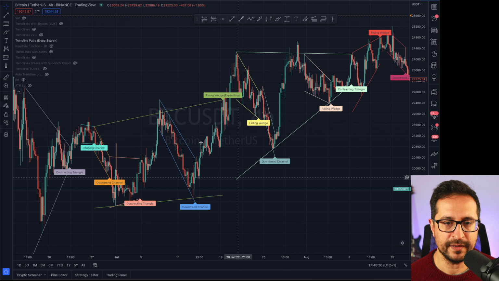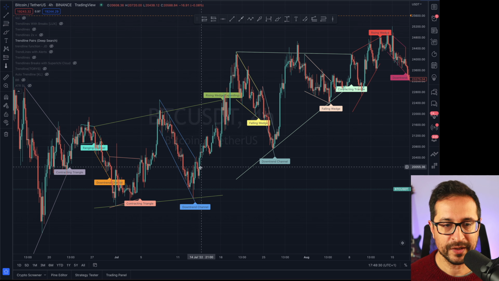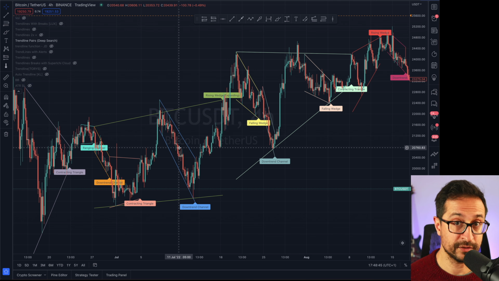But how can you trade this? Not all the patterns you need to trade them. You have to visualize what you see as an opportunity. Personally, I find in here, in this downtrend channel, an opportunity. This is actually a bullish pattern.